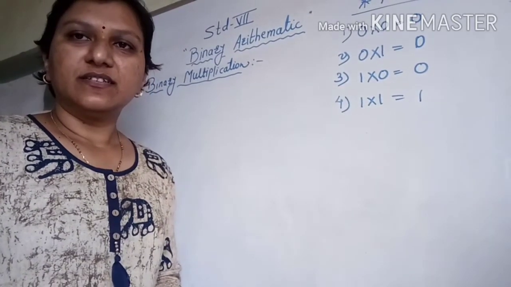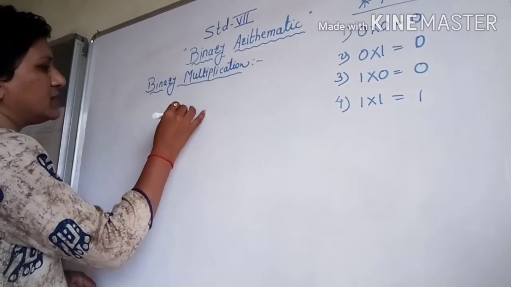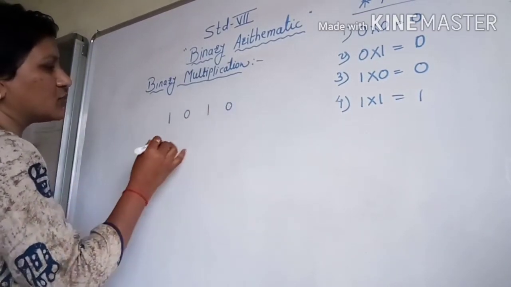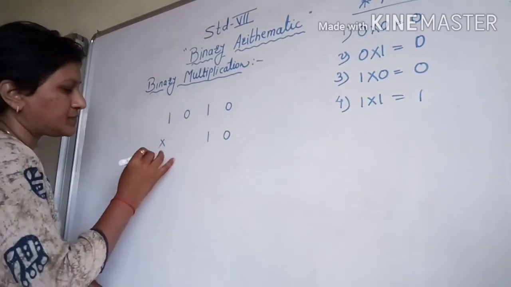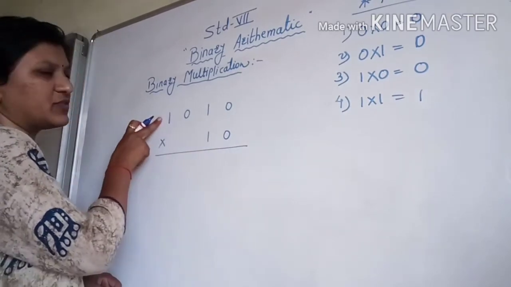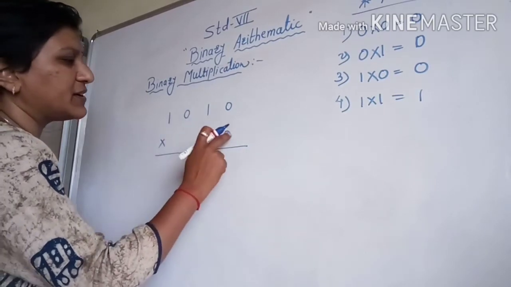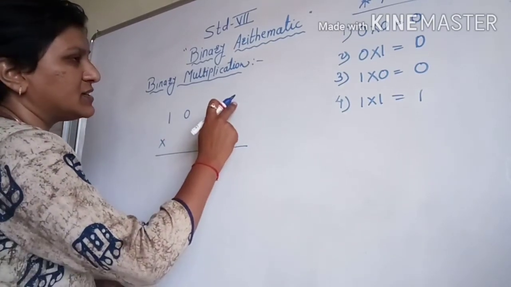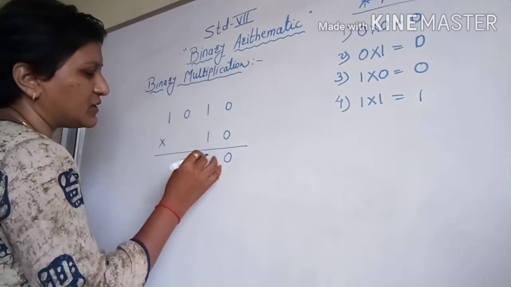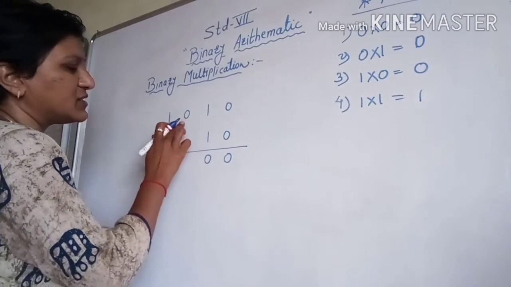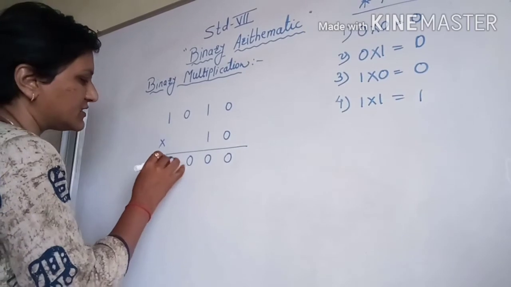Now let us consider the first example for multiplication: the number 1010 multiplied by the number 10. This is our first binary number, and this is our second binary number. So how will the multiplication be carried out? First, 0 will be multiplied by 0. The result will be 0. 0 multiplied by 1, the result will be 0 again. 0 multiplied by 0, the result will be 0 again. And 0 multiplied by 1 will have the result 0.